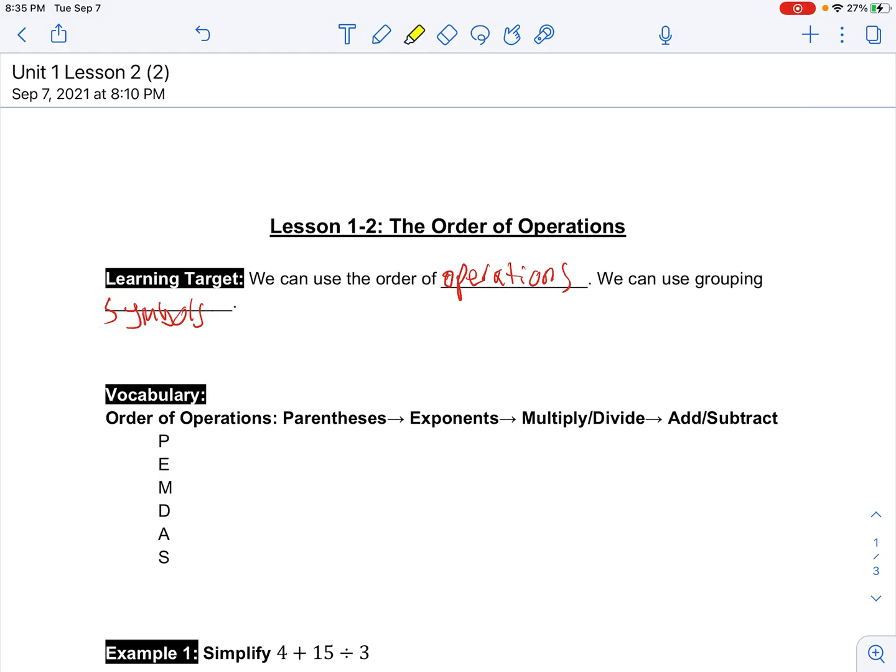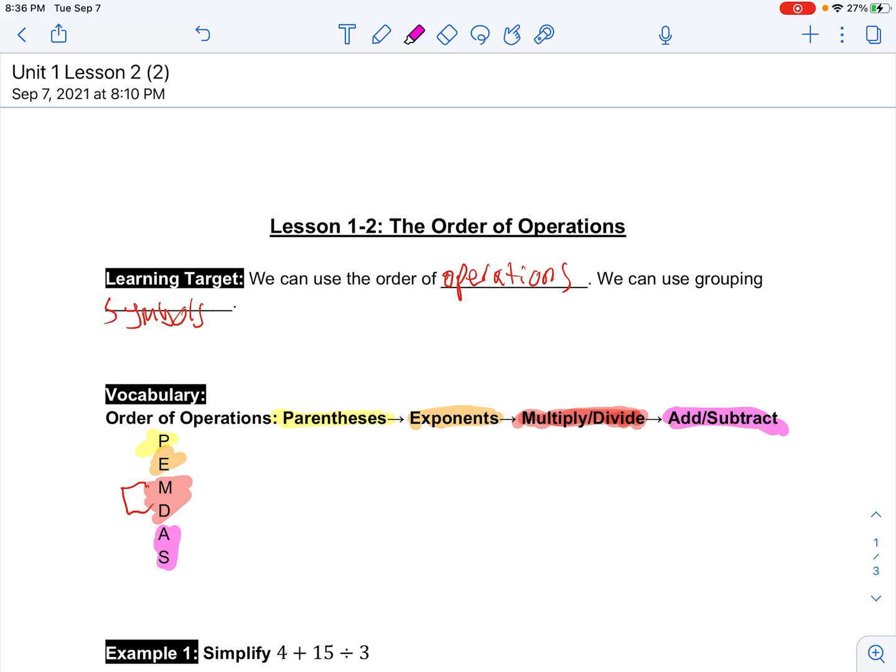So to start off, we have this fancy way to remember our order of operations, and it's called PEMDAS. The P stands for parentheses, the E stands for exponents, the M stands for multiply and divide. And notice that they're combined, because multiplication and division occur at the same step. So we do those at the same time.